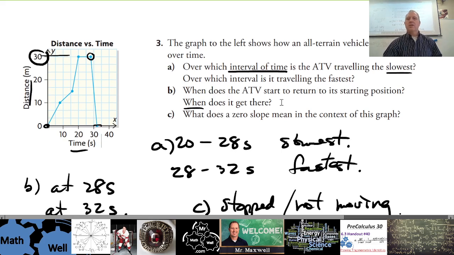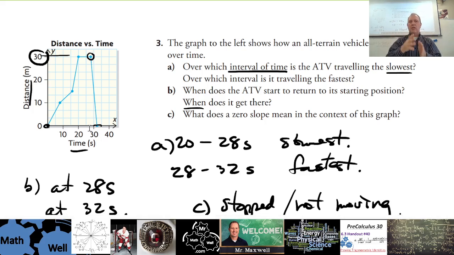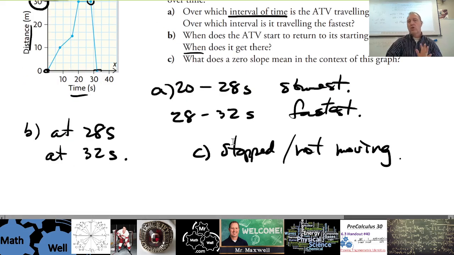Okay, so this question doesn't ask you what the actual speed is, so you don't have to calculate the speed. But if you were to calculate the speed, it would be the slope of the line. So in this last interval, it would be 30 meters. That would be the rise. 30 meters divided by, what did I say, 28 to 32? Divided by 4 seconds. So 30 divided by 4, that would be your speed, meters per second. But you don't have to do that for this one.